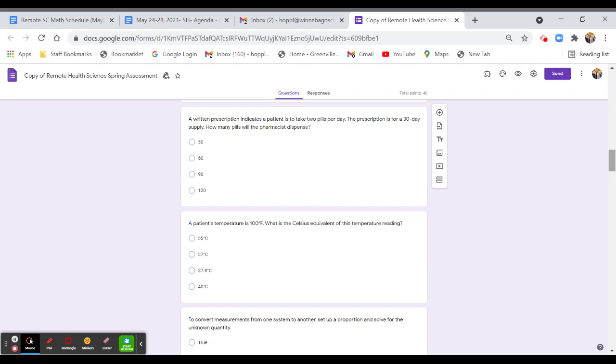A written prescription indicates a patient is to take 2 pills per day. The prescription is for a 30-day supply. How many pills will the pharmacist dispense? 30, 60, 90, or 120?